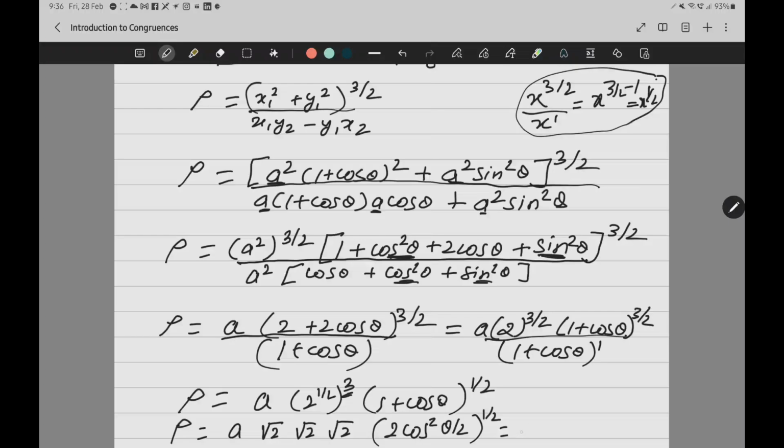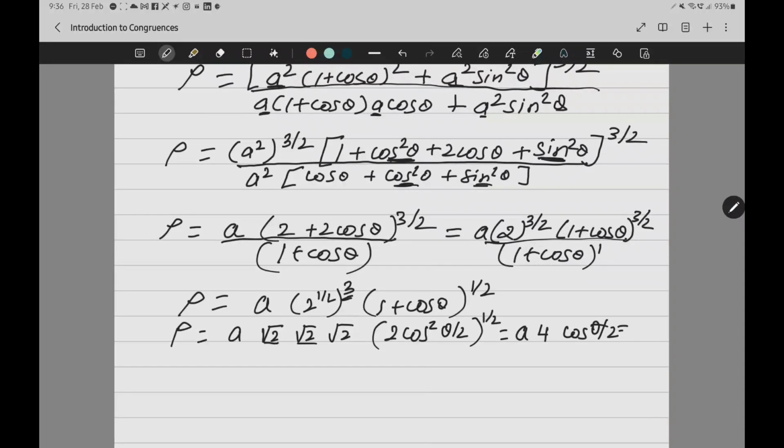Right? Now here a is to a. Now root 2 into root 2 is what? 2. And this one is also root 2 because this power is 1 by 2. So again 2. So 4 I got. Cos square power 1 by 2 is what? Cos. So cos theta by 2. I got the answer or not? 4a cos theta by 2 is my answer. Right? So I got rho is equal to 4a cos theta by 2. So a little exponent and a little trigonometry I have used, and I am done with the question.